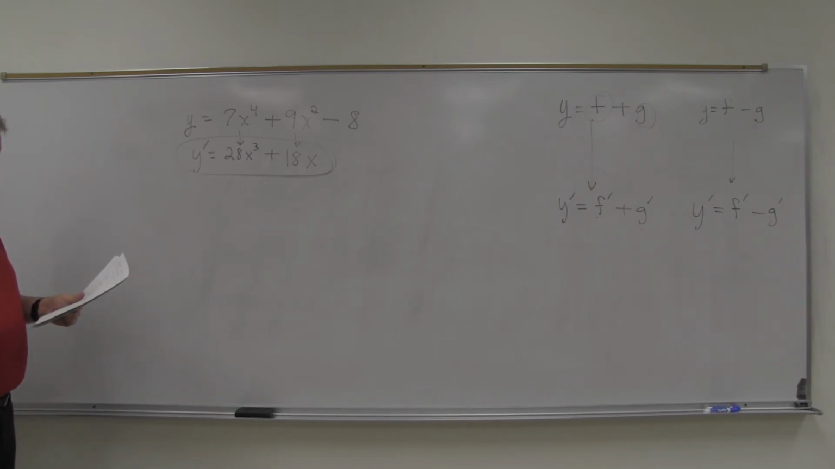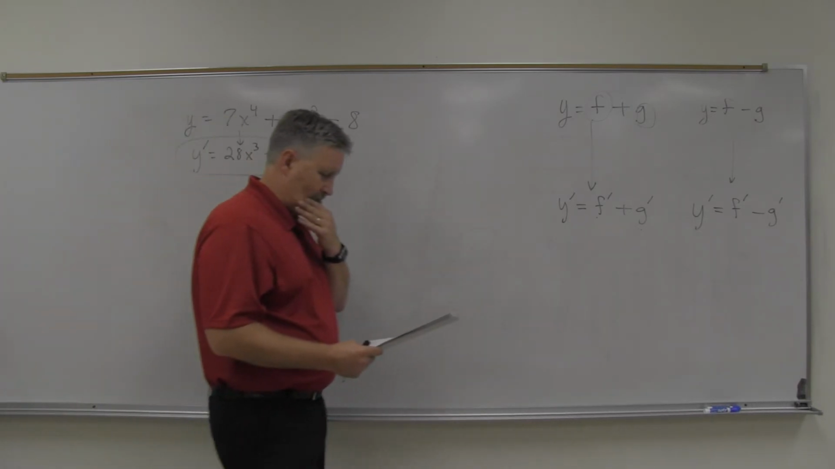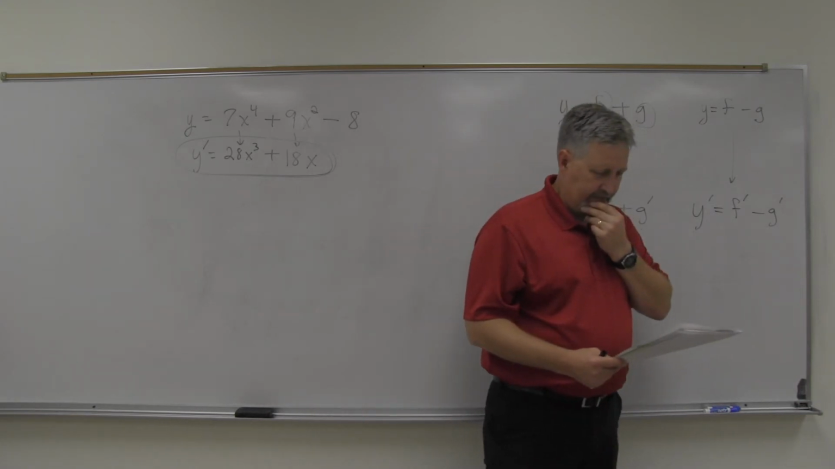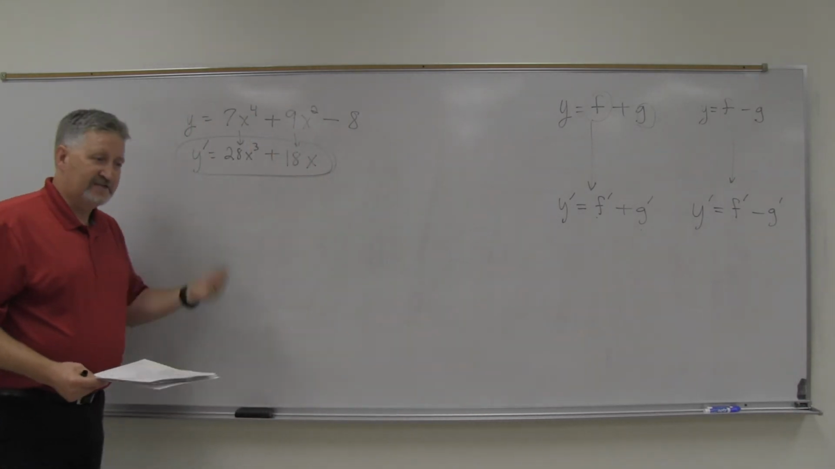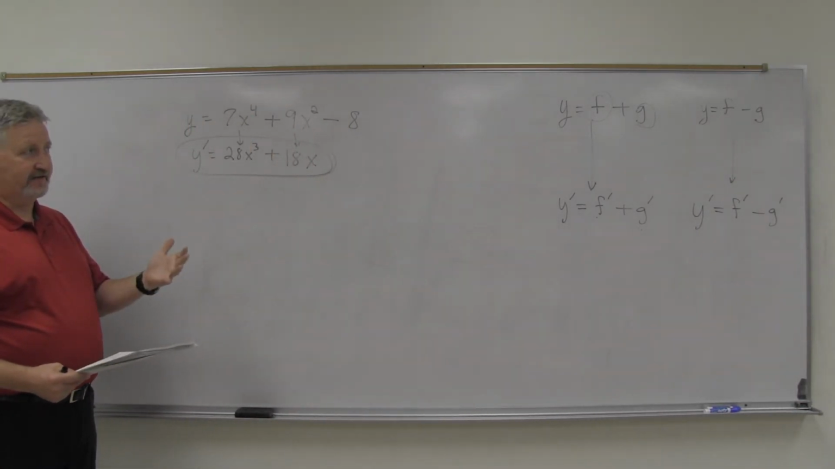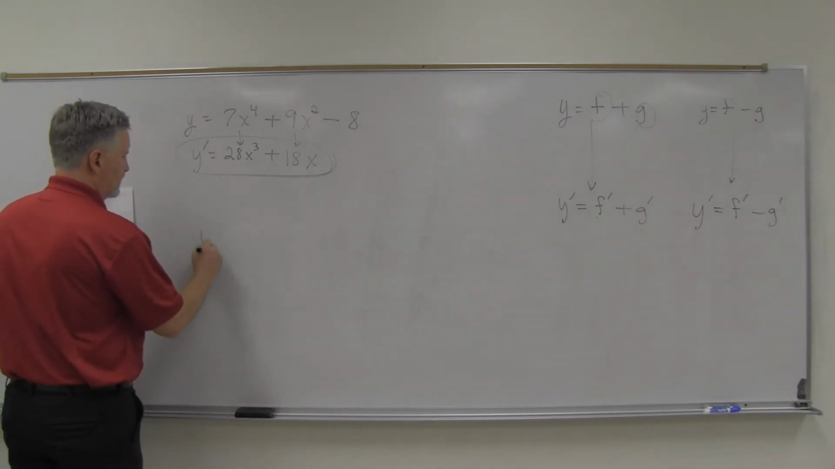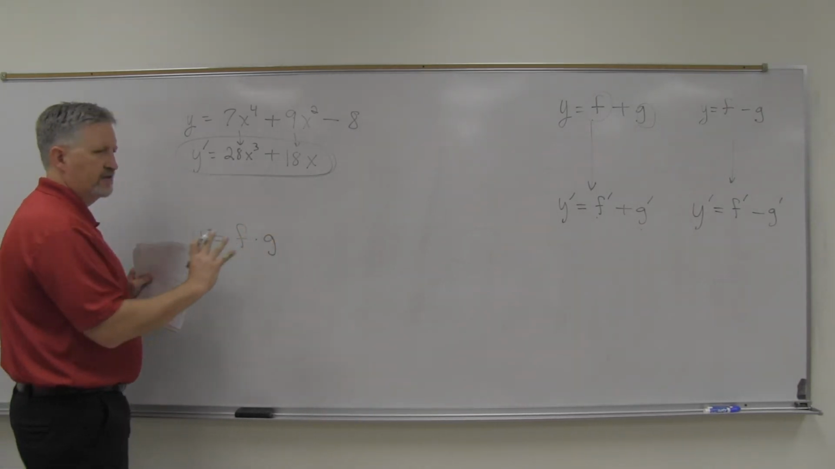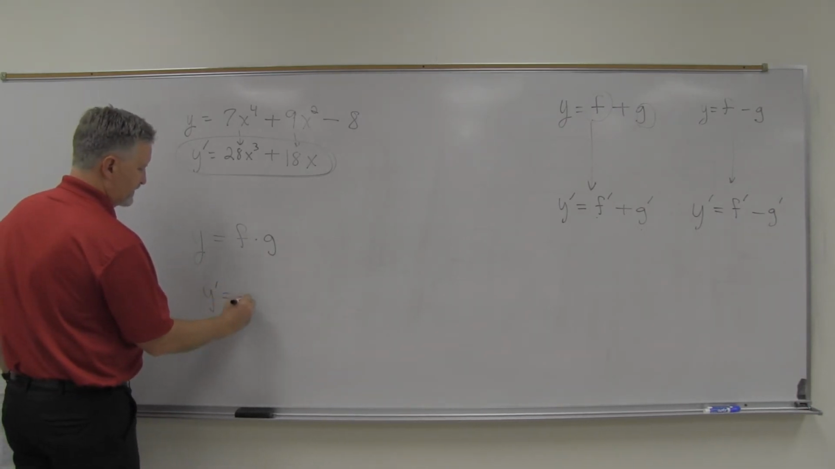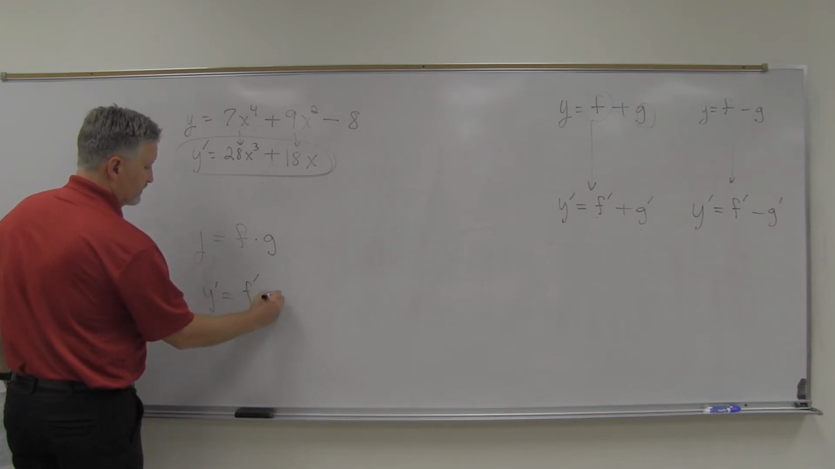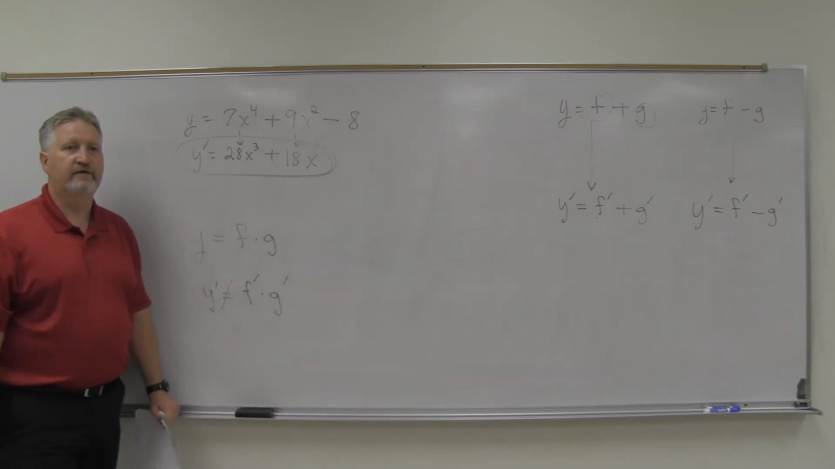I did want to mention, addition and subtractions, you just do those individually. I'll mention it next time too, but here's the kicker. You've got y equals f times g, so I've got two things multiplied together. Turns out, the derivative, and we'll talk about it more next time, the derivative is not, unfortunately, f prime times g prime.